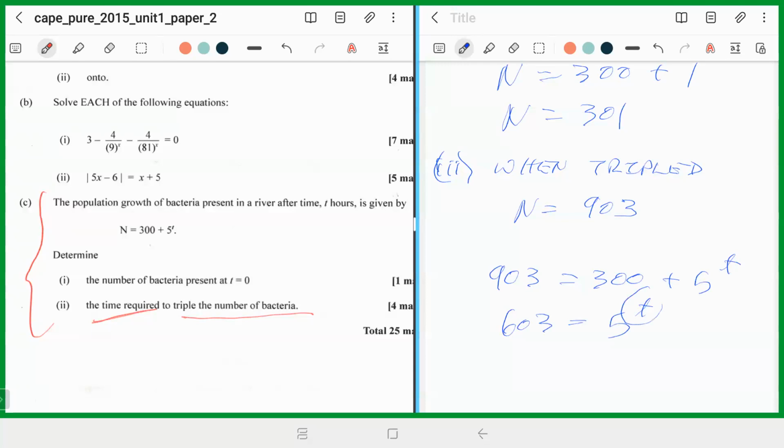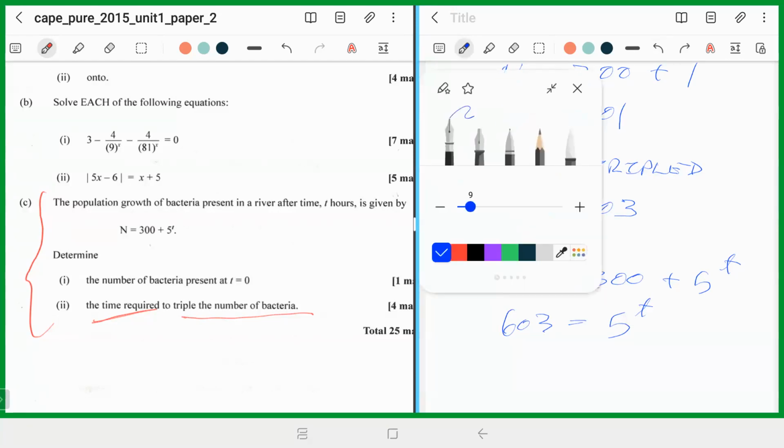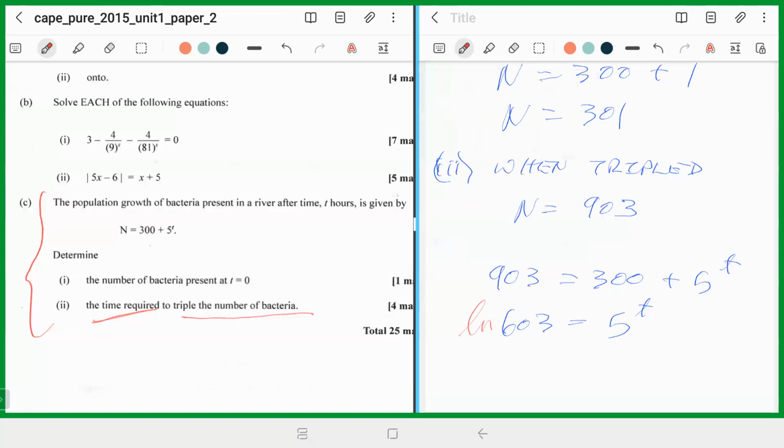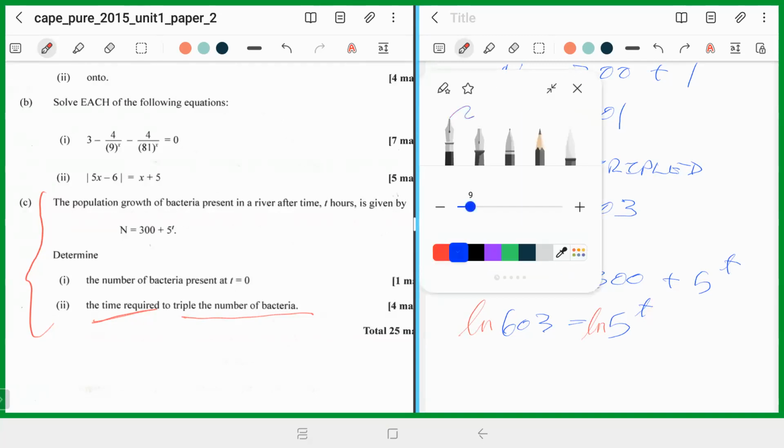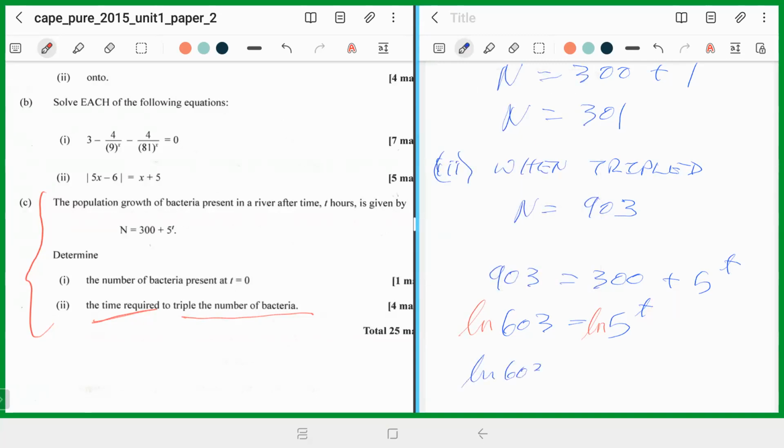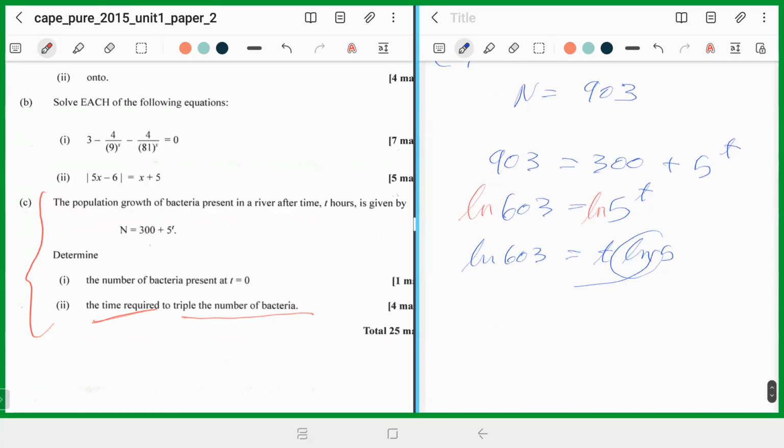When the thing you want to find is in the power, you take it out, so get out of the power. It's a pure maths paper, so you take ln. You take ln of this side and ln of that side. This t comes to the front right there. So we end up getting ln 603 equals t times ln 5. And you divide by ln 5 under there. And so t equals ln 603 over ln 5.